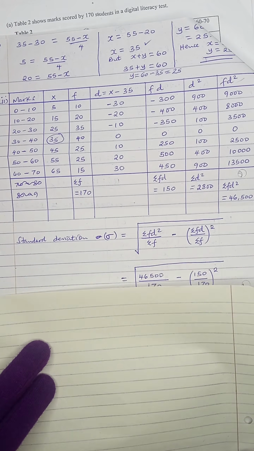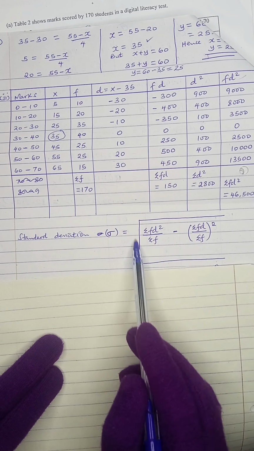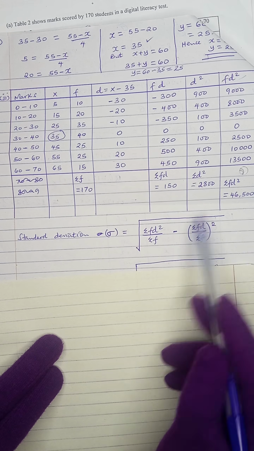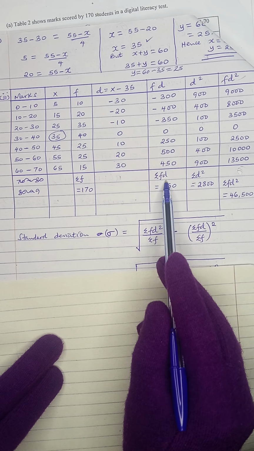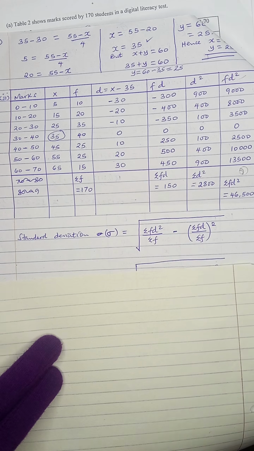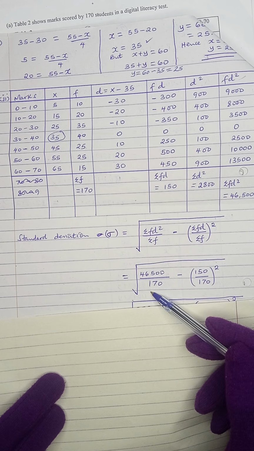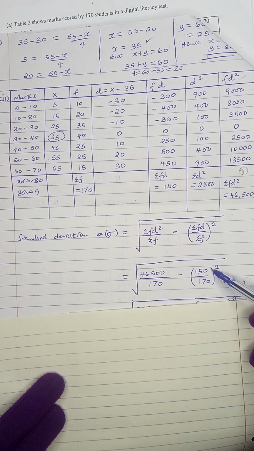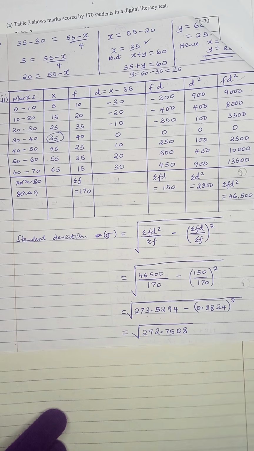So to find the standard deviation, this is the symbol. One of the ways we can find it, using this table, we can take the sum of fd squared, which is this one, all over the sum of f, then subtract the sum of fd over the sum of f. The sum of fd is this one, over the sum of f, which is here, then you square. That's what I've done down here. 46,500 divided by 170, which is the sum of f. Then 150, which is the sum of fd, over 170. So this one, you get the value, then you square. But this one you divide, then you find the difference between those two.